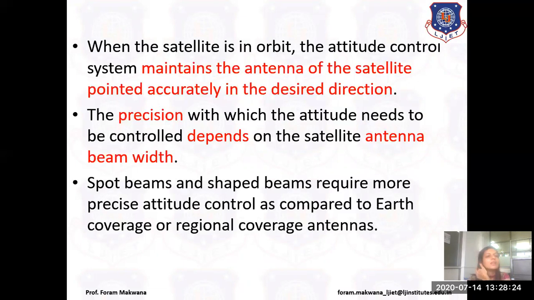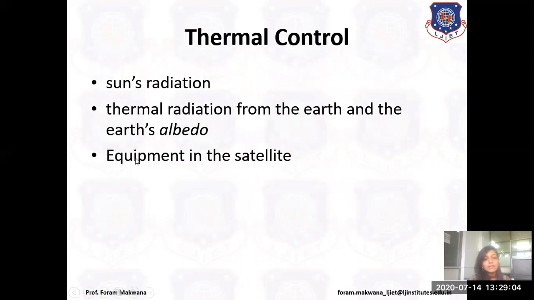Now, what do you mean by beam width and what is the relationship between the beam width and directivity? So beam width is inversely proportional to the directivity. Why? Because as beam width is going to be increased, that means its directivity is going to be decreased. So for higher gain antenna and if highly directional antenna, the beam width should be narrow, right? So the spot beams and shape beams require a more precise attitude control as compared to earth coverage or regional coverage antenna. Why? Because a spot beam has a narrow beam width, that means high directivity.